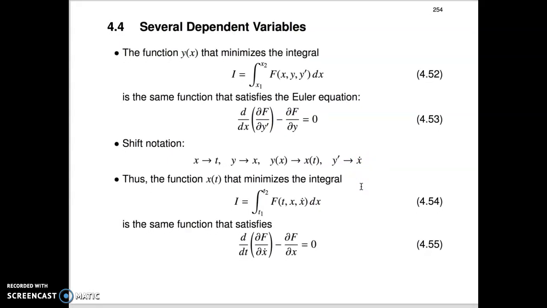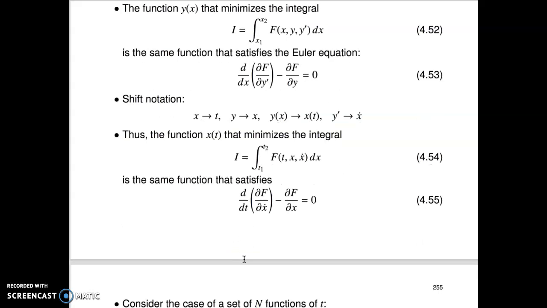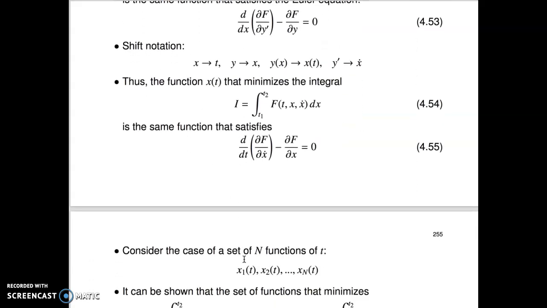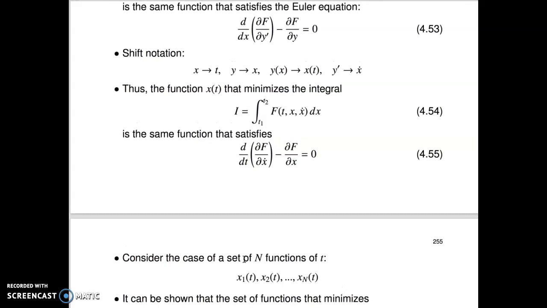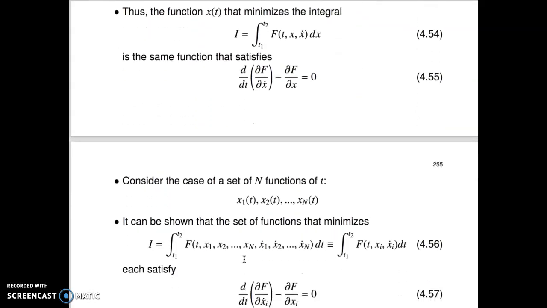So let's say you are looking for the function x as a function of t, which minimizes this integral. Well, then we have our Euler equation. It's just equation 53 with these substitutions, which gives us the Euler equation with the appropriate labels now: x here instead of y, x dot instead of y prime, and t instead of x. Okay. Now, where do we go from here? That's just shifting notation. That's not very interesting. Let's do the following.